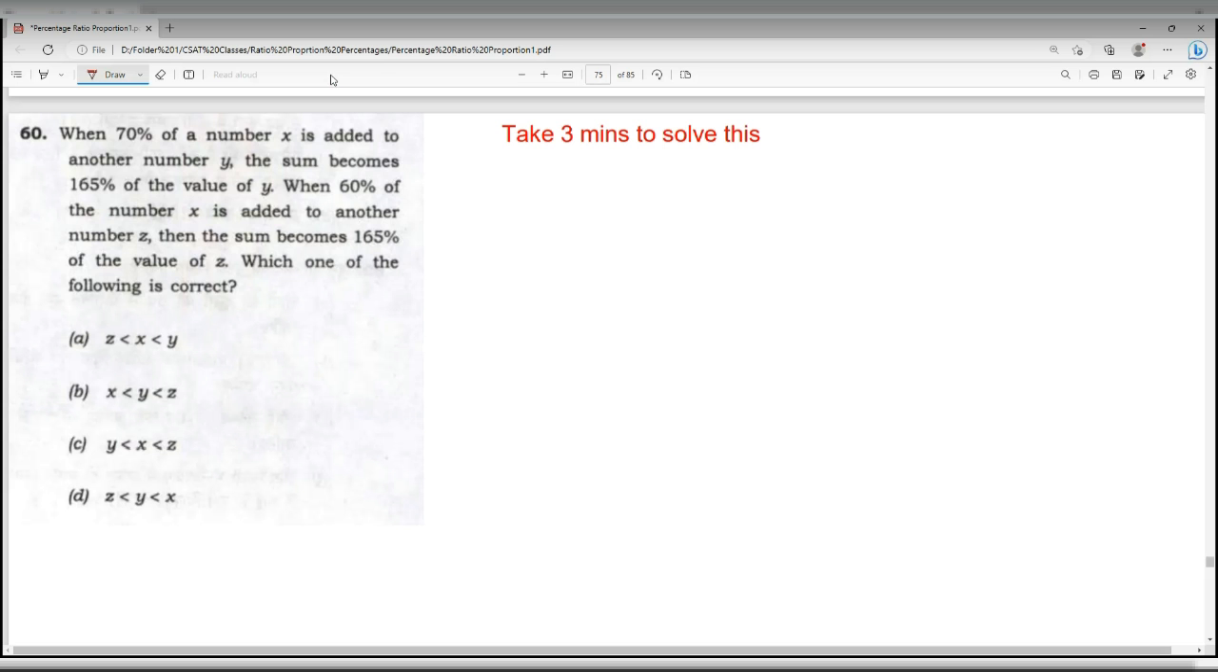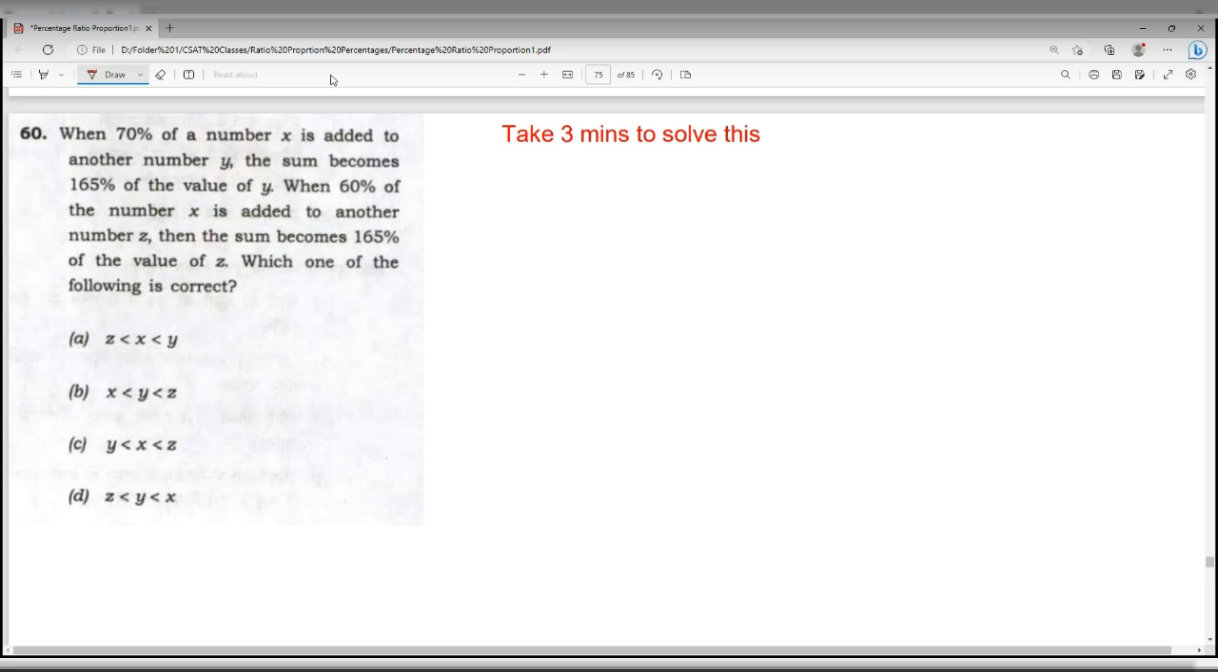So when 70% of a number X is added to another number Y, the sum becomes 165% of the value of Y. When 60% of the number X is added to another number Z, then the sum becomes 165% of the value of Z. Which one of the following is correct? So let's go step by step.